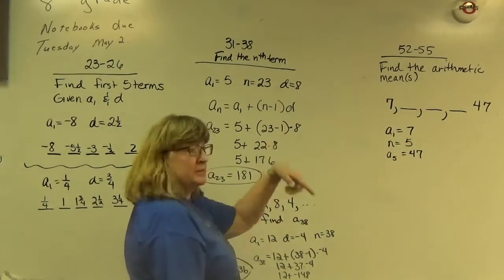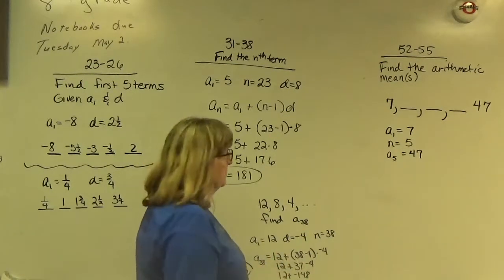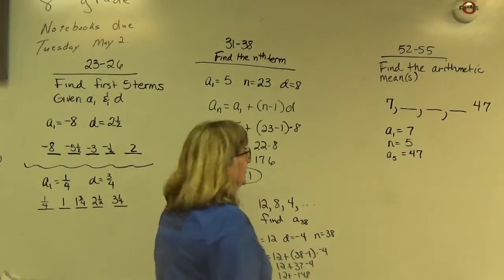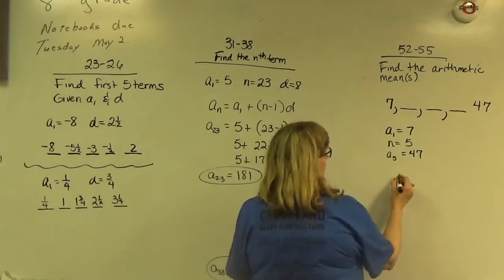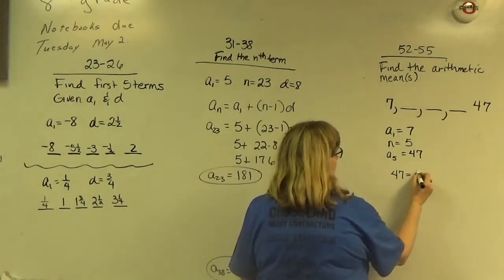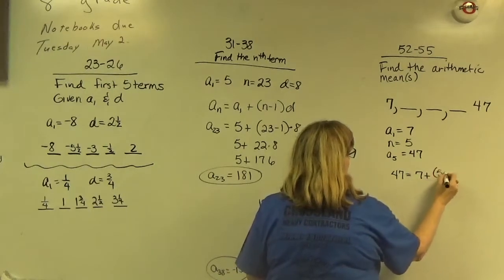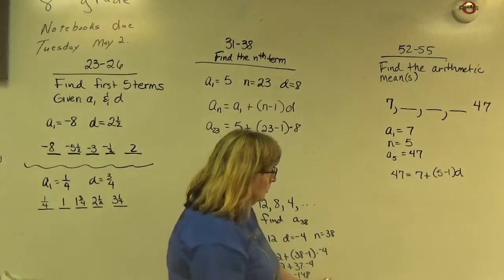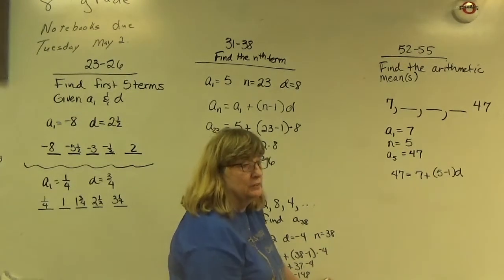You could use common sense to get it. It might take a while for some people, especially if I made it nice little decimals or a nice little fraction. So then you might want to use the formula. So we're going to say last term equals first term plus the number of terms minus 1 times the difference, and we don't know the difference, right? What would we do first to solve that for D?